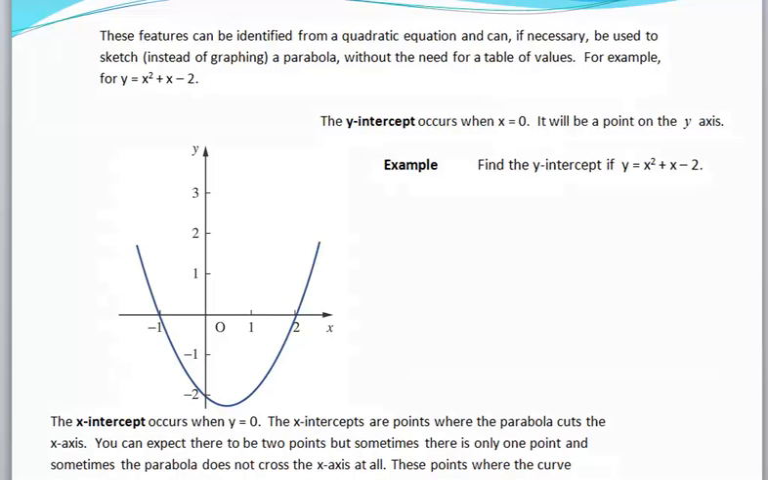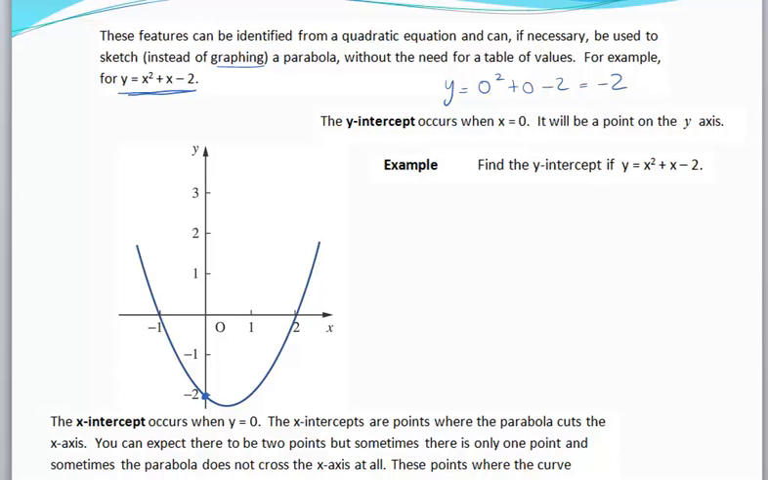So these features can be identified from the quadratic equation and can, if necessary, be used to sketch instead of actually graphing. So we don't need to plot each of our points. We find our important values and we use those to actually sketch our graph here. So here we have y is equal to x squared plus x minus 2. So to get our y-intercept, we set x equal to 0. When x is equal to 0, y is equal to 0 squared plus 0 minus 2. So y is equal to minus 2. So here we have our point on our y-axis, minus 2, where we cut through.